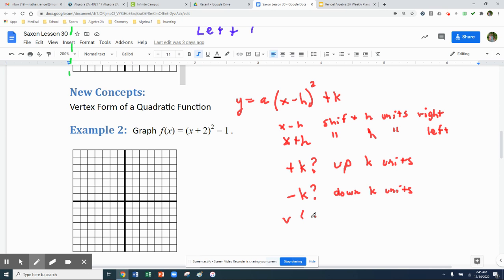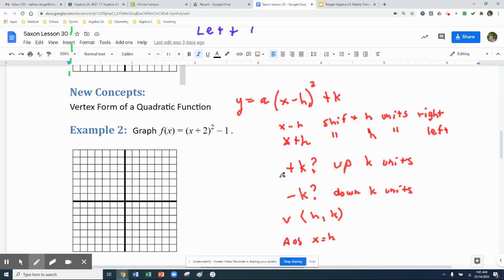And then lastly, your vertex is going to be whatever your h and k values are. And then your axis of symmetry is going to be x is equal to h. So in a nutshell, that's kind of what we're practicing. We're going to be practicing that h and that k.